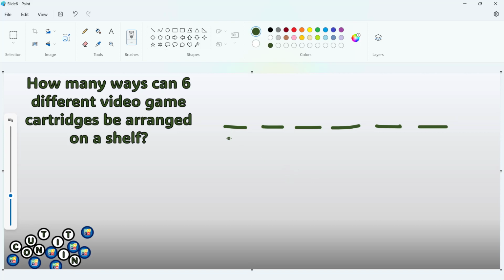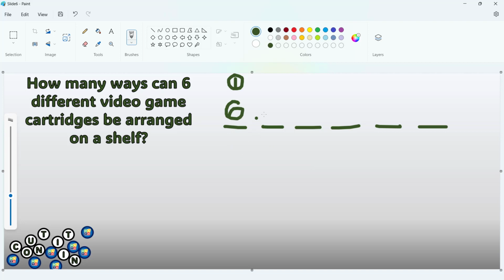That would mean for the first placement on a shelf, we can place all the 6 cartridges. Say for example, we have a cartridge colored yellow, green, blue, orange, red, and let's say purple. All of those 6 cartridges can be placed in the first placement. Now, since we are arranging the 6 cartridges on the shelf, if we pick one cartridge here, that can no longer be placed on the second, because we only have 6 unique cartridges here. We cannot place one cartridge in 2 different placements.